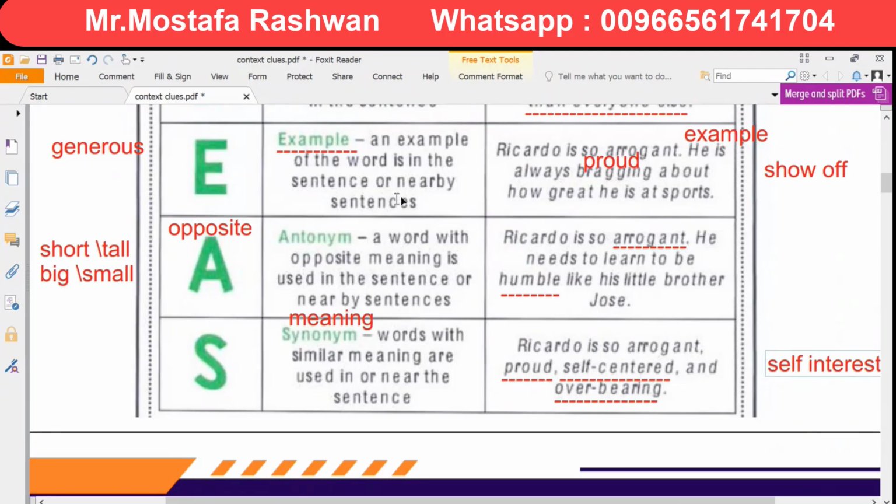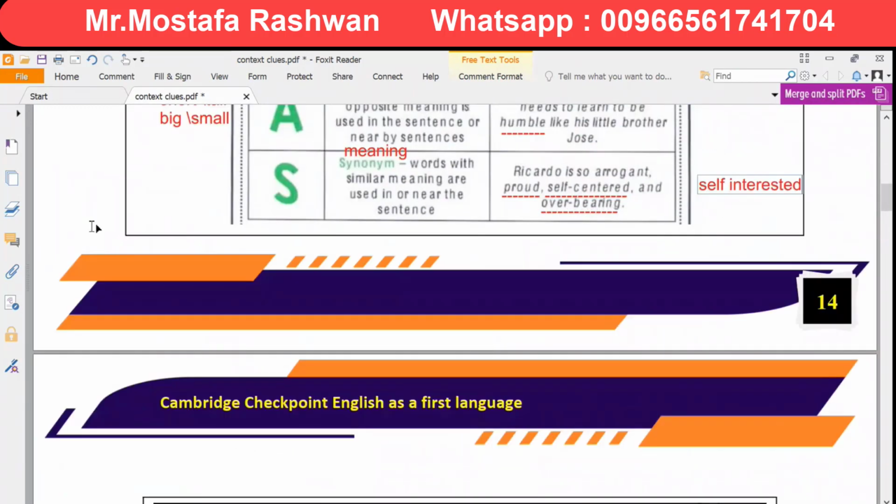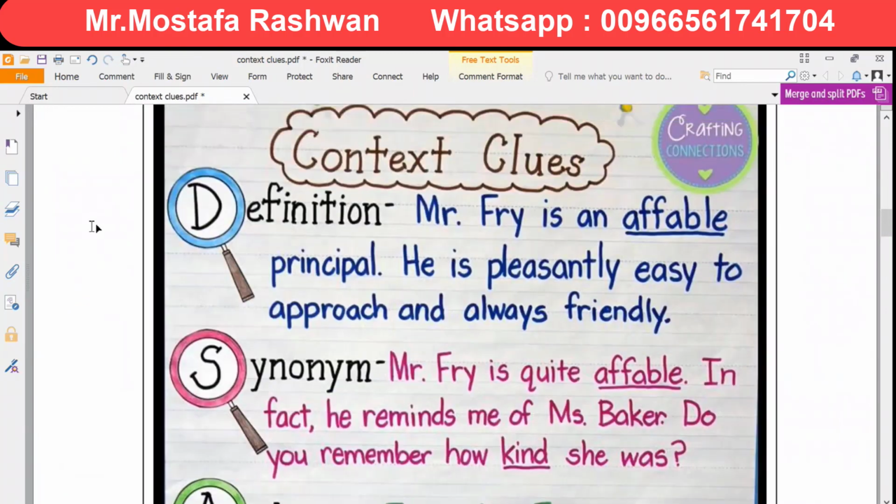Okay? These are the main, or the most common, five techniques that help you understand unknown details in texts. Again, the five techniques are I for inference, D for definition, E for example, A for antonym, and S for synonyms. To understand it more, let's apply them on another context.